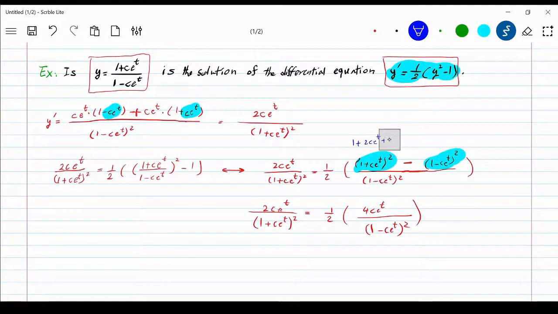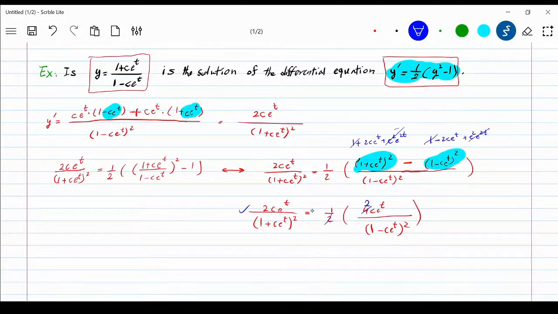or c squared e to the 2t. And this one is exactly the same thing. Instead of plus here in between, you would have minus 2c e to the t plus c squared e to the 2t. Or you can write it as (e to the t) squared. And when you subtract, these two cancel out. These will cancel out, and you get 2c e to the t minus (minus 2c e to the t), which is the same as 4c e to the t. And you notice that these two can cancel out, and you'll get 2.